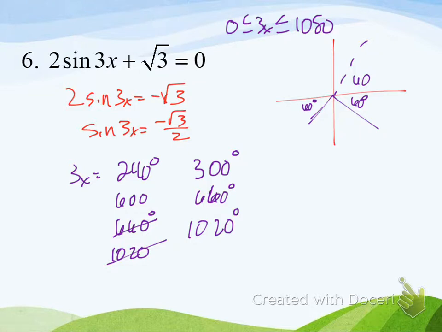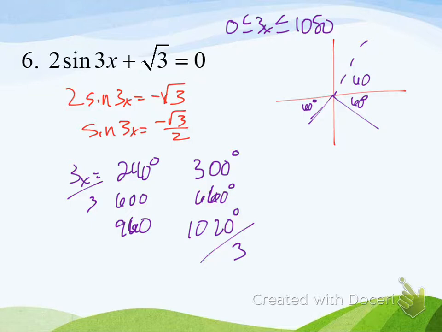And so we divide everybody by 3. Hold on, back up. Sorry, been a long day. Let's back up for a second. If we add 360 to 240, we get 600. 600 plus 360 is 960. And then if we add 360 to 960, we're over our cap. So I missed an angle there. Sorry. So we don't have any duplicates.